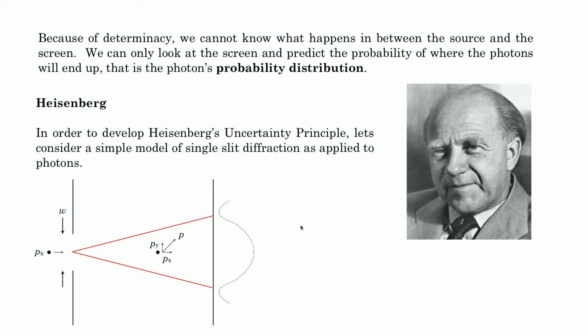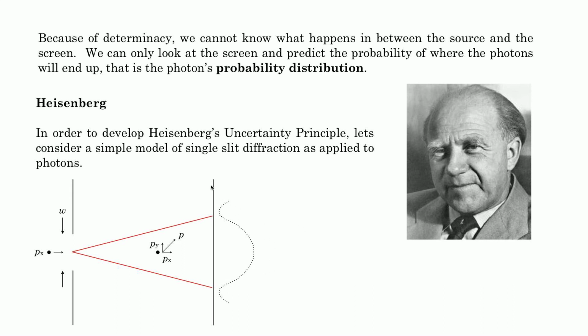So because of determinacy, we can't observe what happens in between the slits and the screen. So we don't know what's going on in there. We can only look at the screen and predict the probability of where photons will end up. Okay? So Heisenberg basically said that, okay, let's consider a simple model of single slit diffraction.